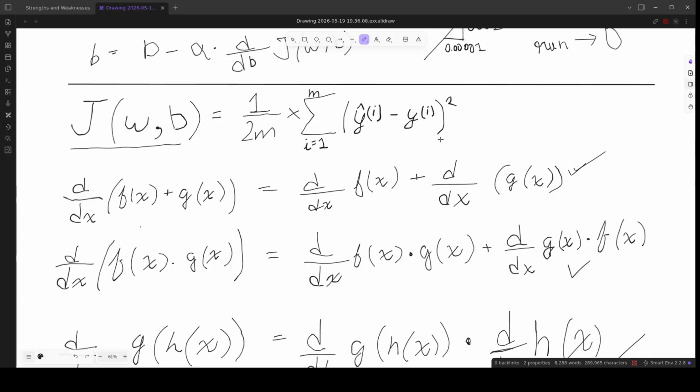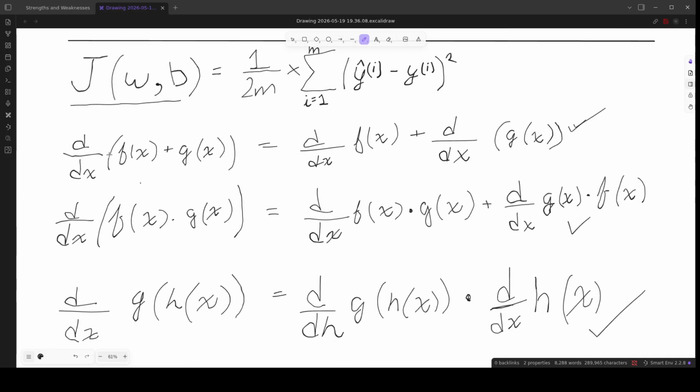So here I've written down the cost function again, and from calculus we know the three rules: the sum rule, the product rule, and the chain rule. Using these three, we can step by step calculate the derivative of the cost function with respect to w and b.